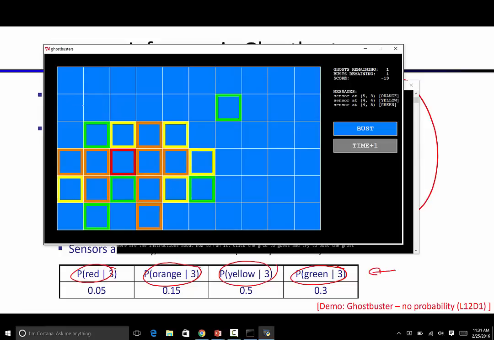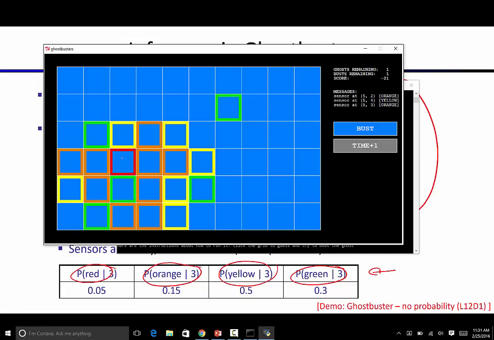All right, what do you think? Where's the ghost? This green here makes me a little uncomfortable going here. We have a bust action, which we can use once. We have one bullet, so to say, to blast the ghost. Where are we going to go for it?